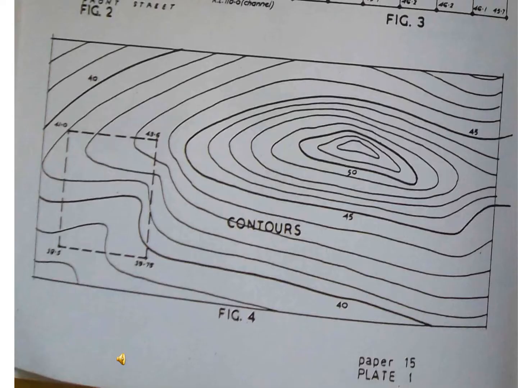Control map. So this is all the same level, same points, same height. The points of the same heights are joined together. So this is the control map.